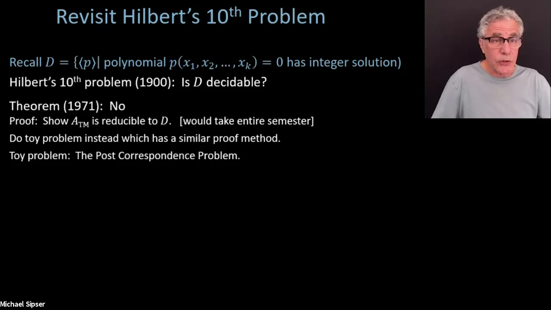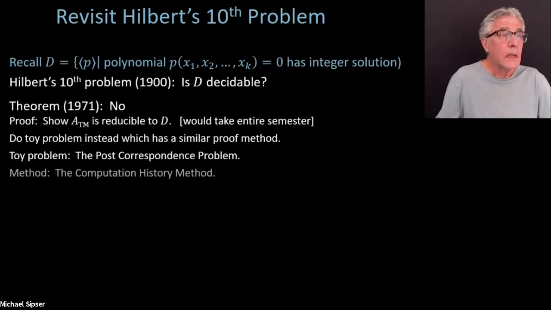That toy problem is called the Post Correspondence Problem. It's going to have some other utility for us, but the main reason we're studying it is just to illustrate the method, which, as I've been saying, is this computation history method. So we'll first talk about this Post Correspondence Problem, because that's very easy to understand. And then we'll spend a little time introducing that method. All right.